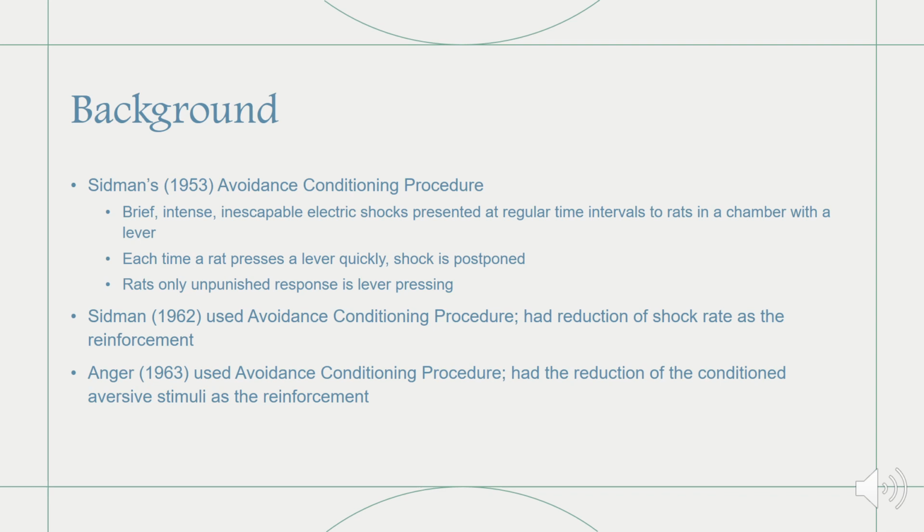Each time a rat pressed the lever quickly, shock was postponed. Rats were only unpunished, or not shocked, when they were pressing the lever. A few years later, Sidman expanded on their own study by using the reduction of shock rate as reinforcement, not just the termination of shock. And around the same time, Inger used the same procedure but used different conditioned aversive stimuli.